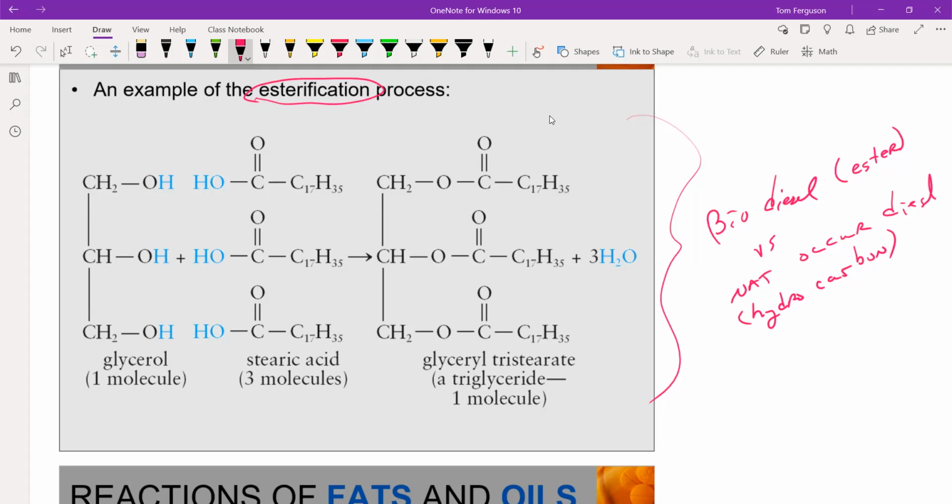Okay, so if we were taking glycerol with stearic acid, that's an 18 carbon unsaturated acid, we'd end up with this tristearate, glycerol tristearate triglyceride.